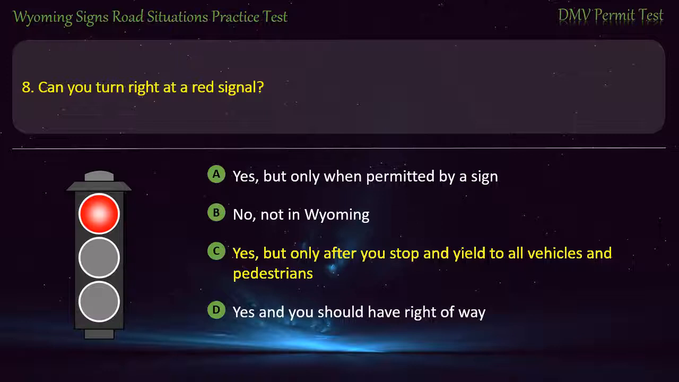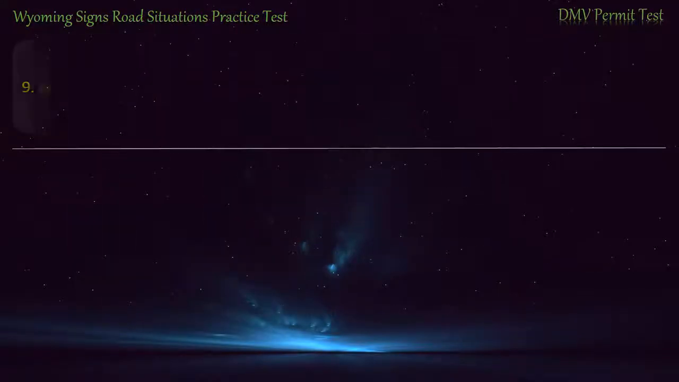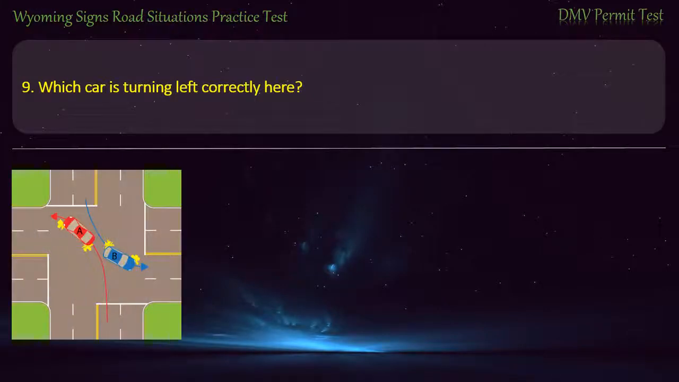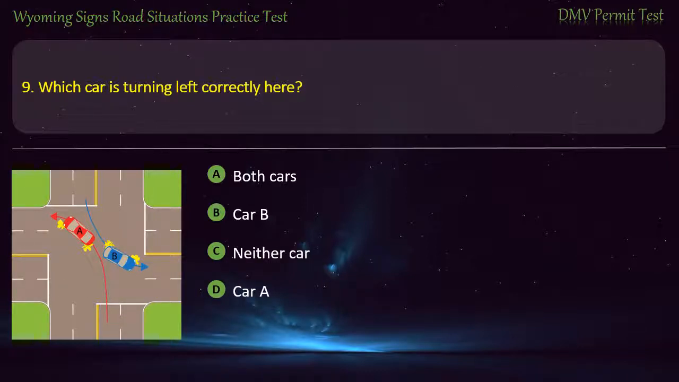Question 9. Which car is turning left correctly here? Both cars. Car B. Neither car. Car A. Answer. Car B.